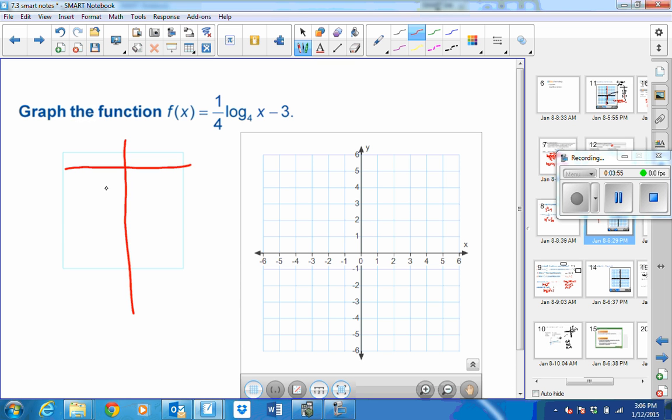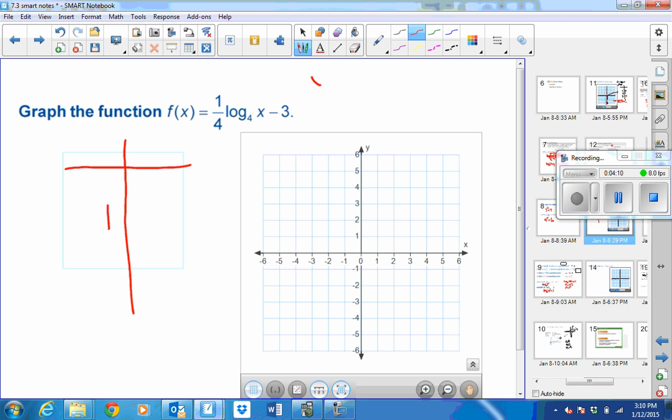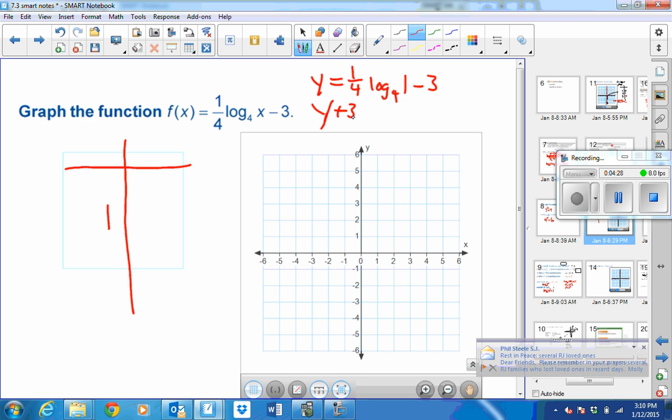So let's look at first, if x equals 1, what is happening? And so in the case where x equals 1, we're going to plug this into the equation and see what happens. So we would have y equals 1/4 times log base 4 of 1 minus 3. And we're going to solve this for y. If we add 3 to both sides, and you'll see why I'm doing this in just a second, we get y plus 3 equals 1/4 times log base 4 of 1.